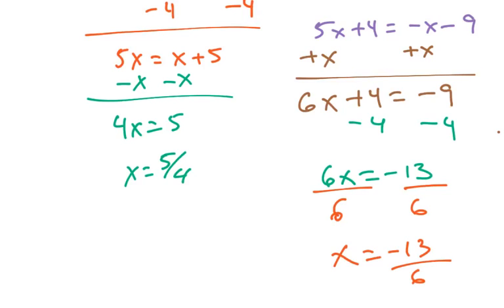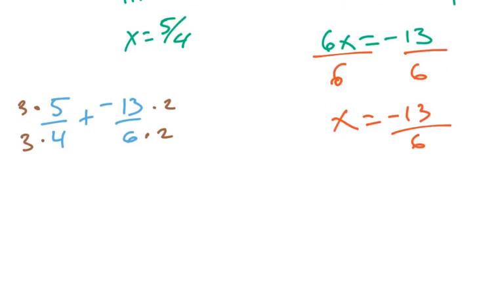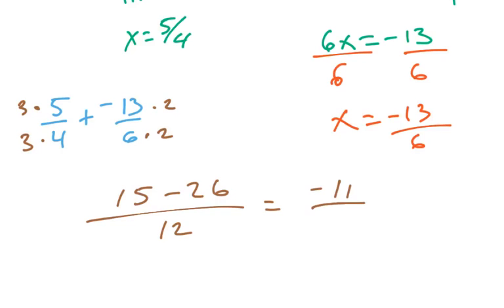Now, this is saying you want to add, so you just got to remember that when the sum of your solutions means that you have to find a common denominator. So we're going to multiply 12 to the common denominator here. So 3 and 3, 2 and 2. So this is 15 minus 26/12, which becomes negative 11/12.